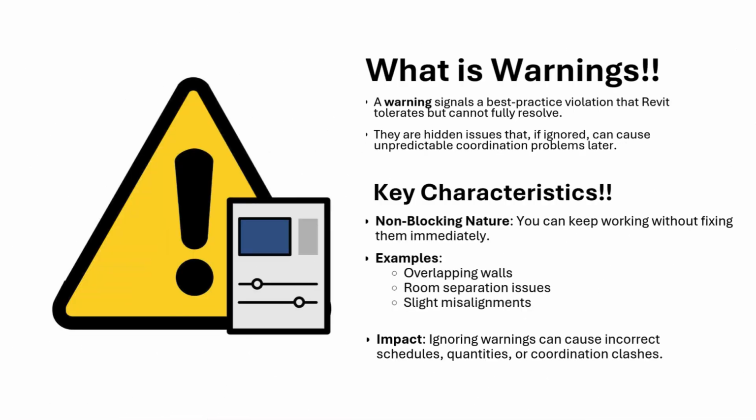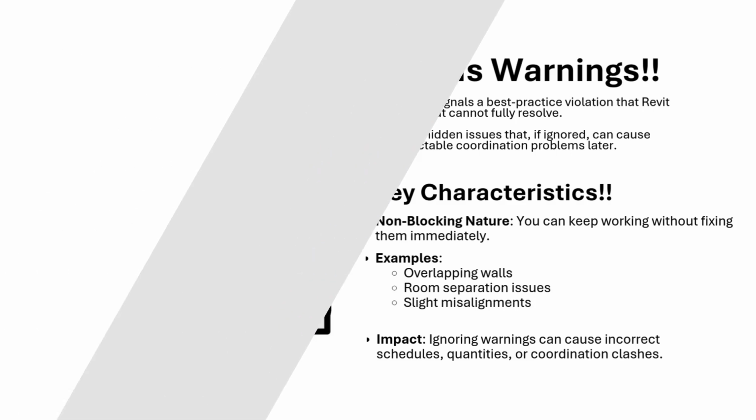In Revit, warnings flag potential issues without stopping your workflow. Unlike errors, they allow you to continue working while signaling problems that could cause trouble later if ignored. Revit warnings don't stop work, but flag potential issues like overlapping elements, improperly separated rooms, or misalignments. While you can continue working, ignoring them risks wrong schedules, quantity errors, and costly construction rework. Managing warnings early keeps your model accurate and your project on track.